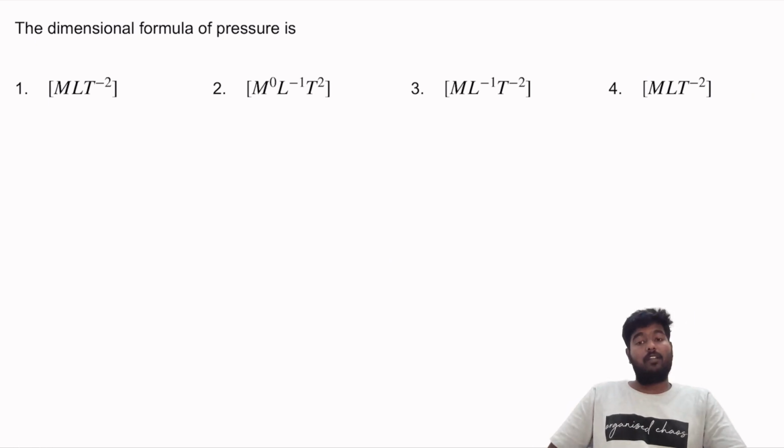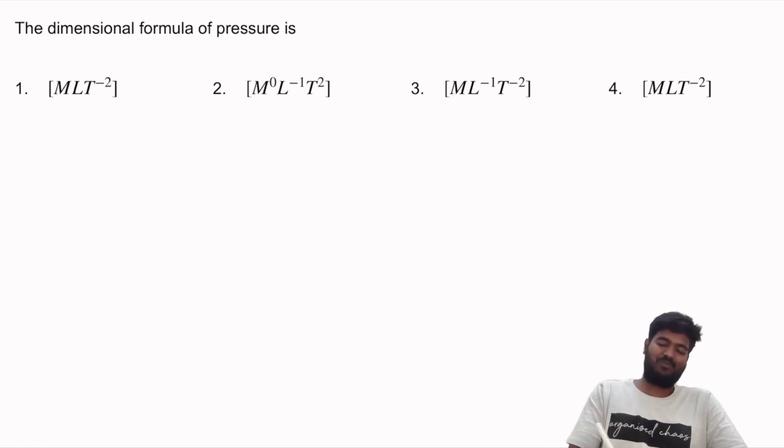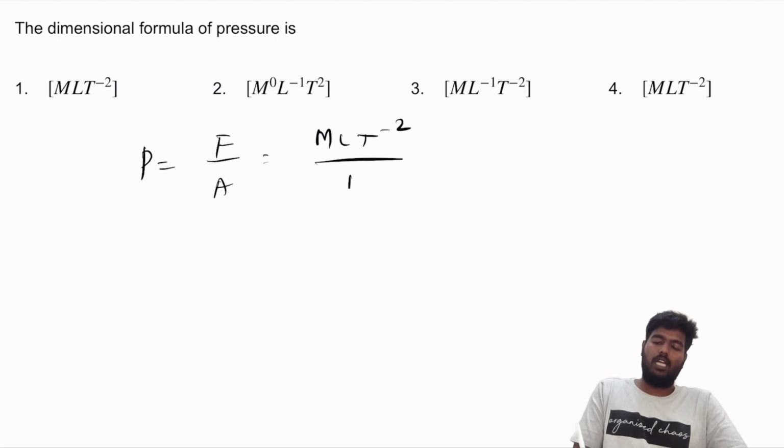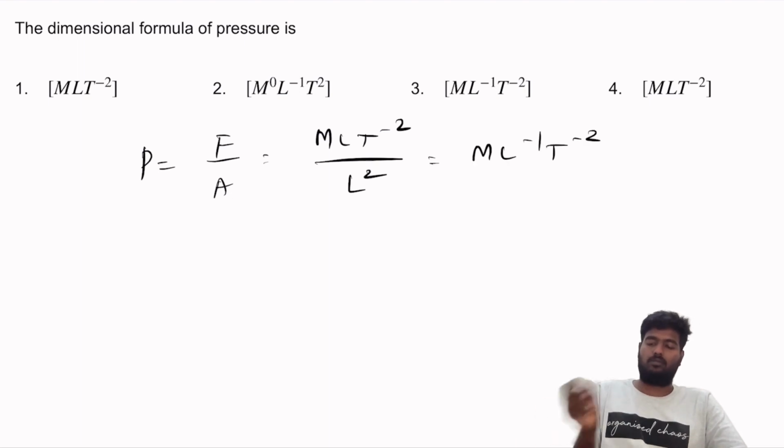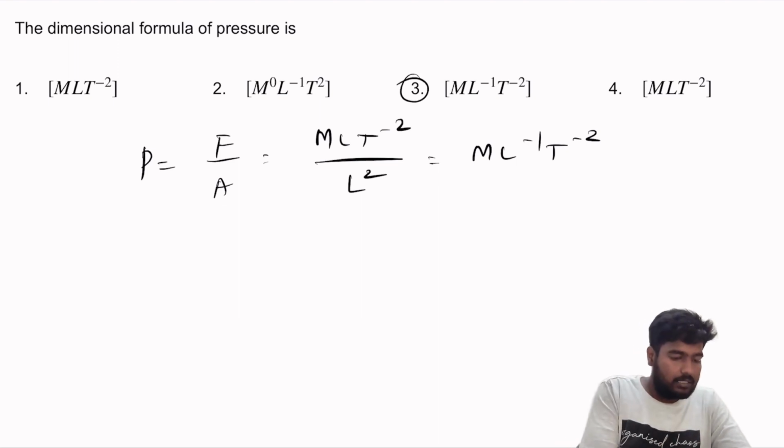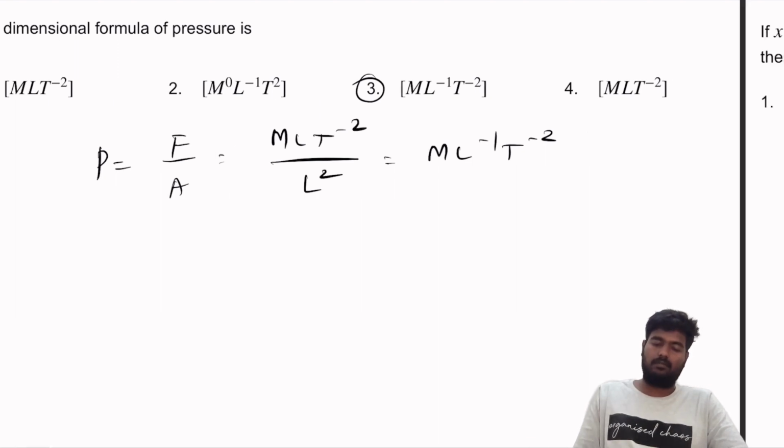The dimensional formula for pressure is nice. So pressure is force by area. So M T power minus 2 divided by L squared, so M L power minus 1 T power minus 2. Option 3 is the right answer. Yes. Okay, next.